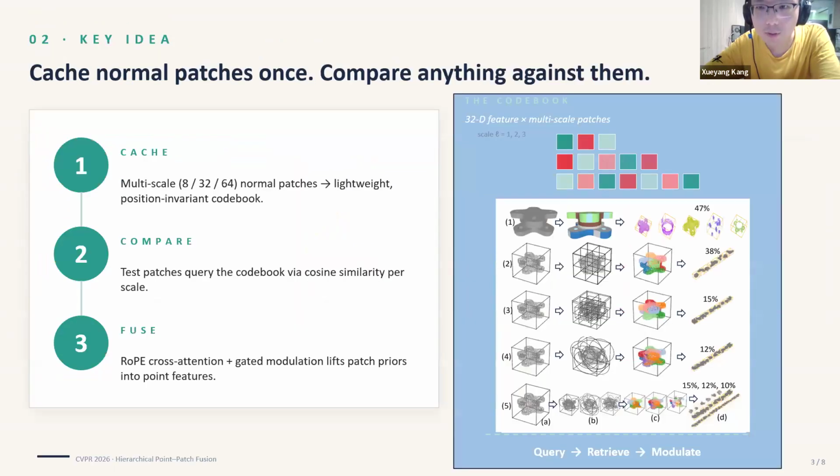Our key idea is simple. First, cache. Second, compare. Third, fuse. First, we extract multi-scale patches from normal shapes at different scales and store them in a lightweight position-invariant codebook. Second, test patches query the codebook through cosine similarity independently on each scale. Third, retrieved patch features are fused into per-point features through rotary positional embedding, cross-attention, and gated modulation. The right panel shows our small, compact, reusable codebook across different scales.